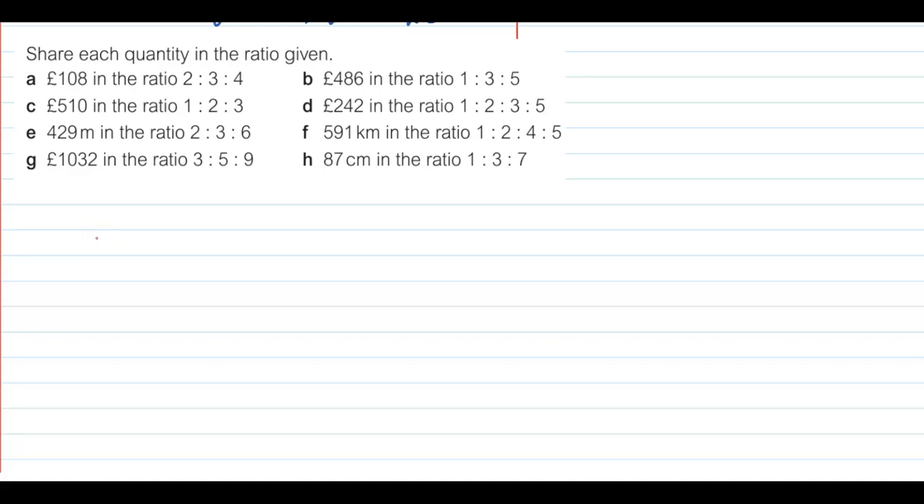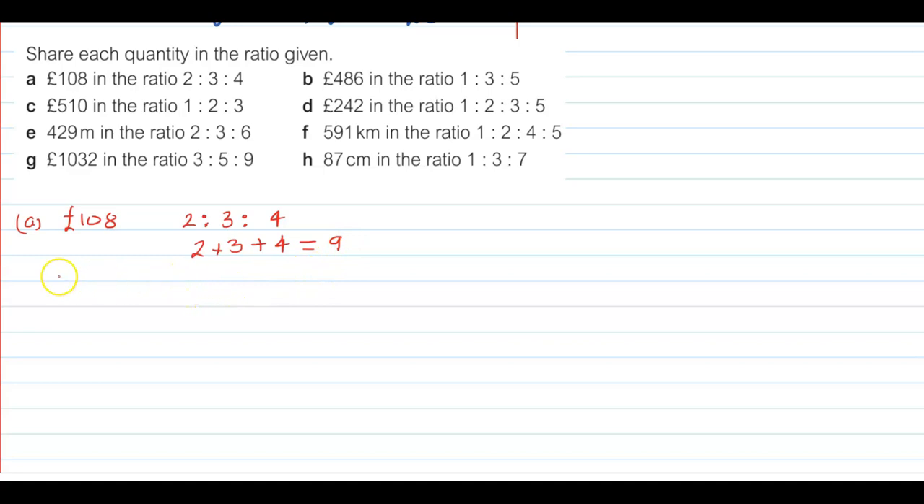So this is quantity A. So A has given 108 pounds, and given ratio is 2:3:4. So first of all, you find the sum of the ratio. So 2 plus 3 plus 4. 2 plus 3 is 5 plus 4 is 9.